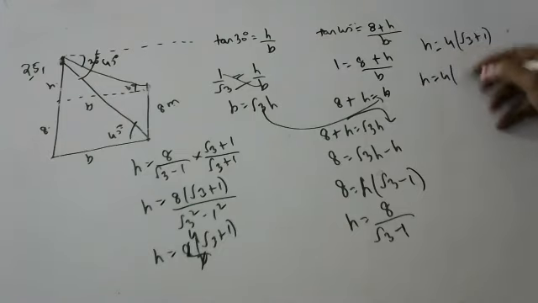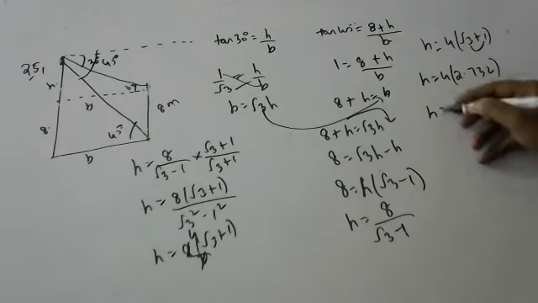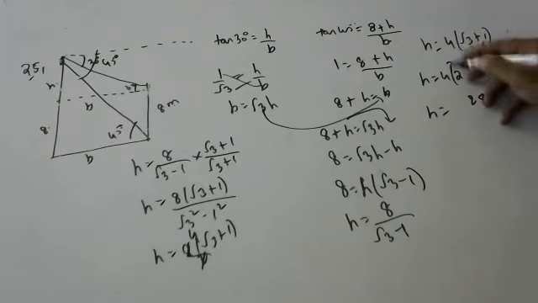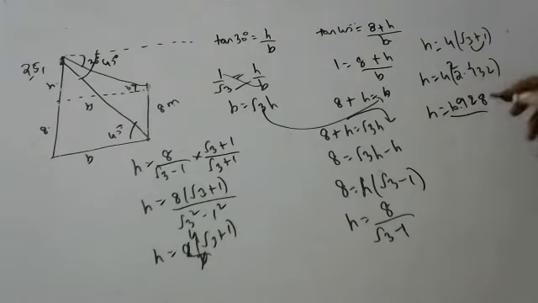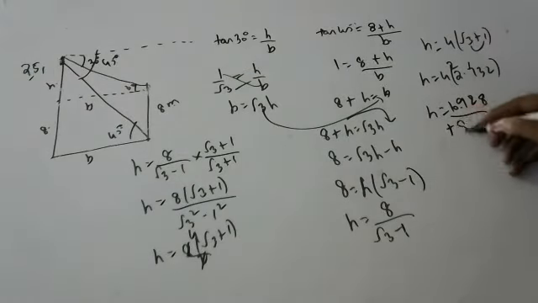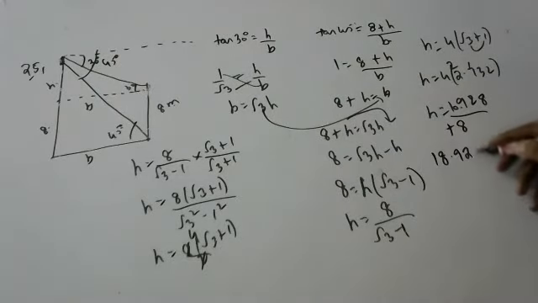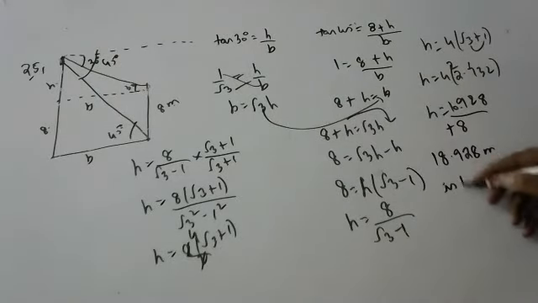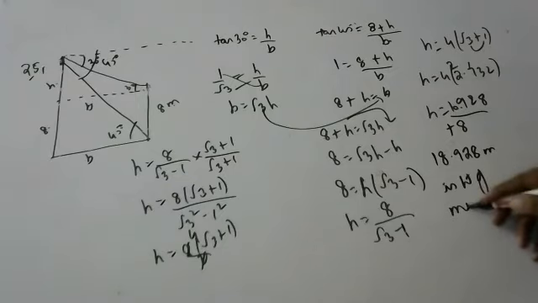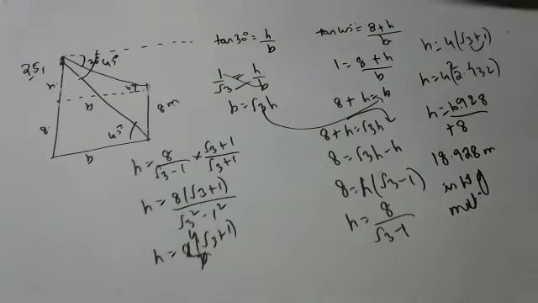h is equal to 4 into 1.732 plus 1, 2.732. h is equal to 10.928 meters. This is only this much, but total building means plus 8 you should do, children. This plus this. So how much? 18.928 meters is the height of the multi-story building. Okay, children, you should be in a position to do that. Next question.